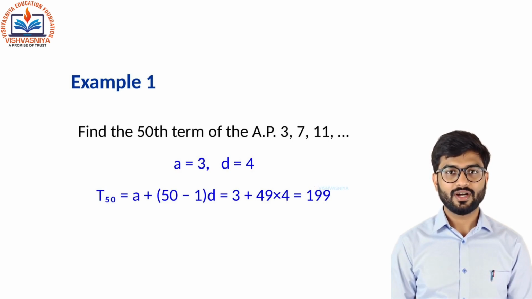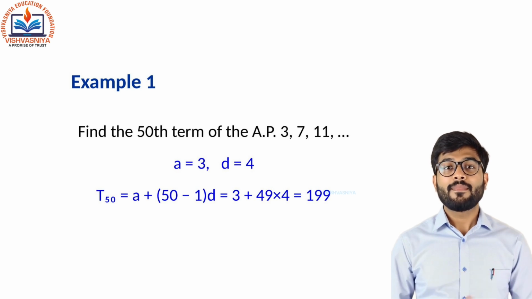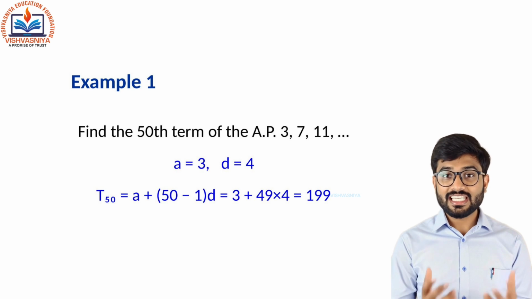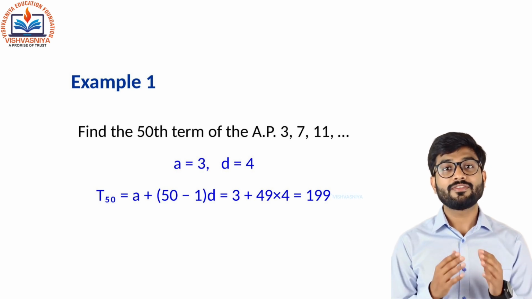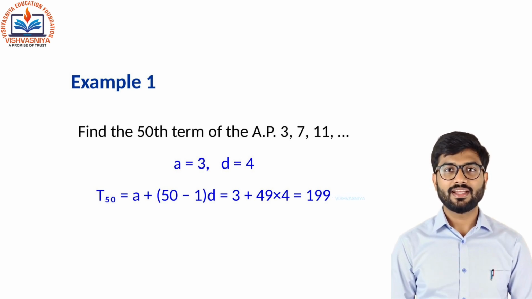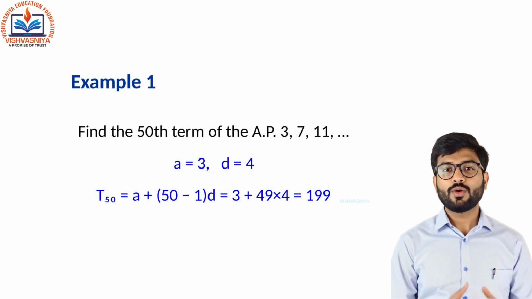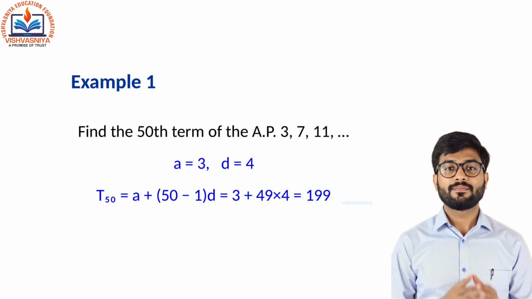Example 1. Find the 50th term of the arithmetic progression 3, 7, 11, and so on. Here, the first term a equals 3 and the common difference d equals 4. T50 equals a plus 50 minus 1 into d, which means 3 plus 49 into 4 equals 199.